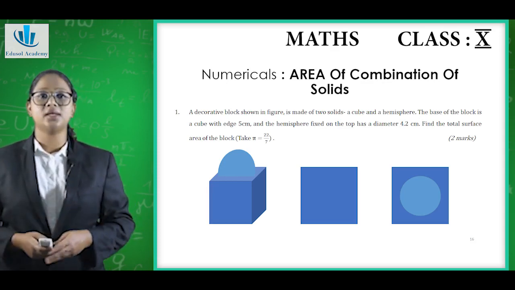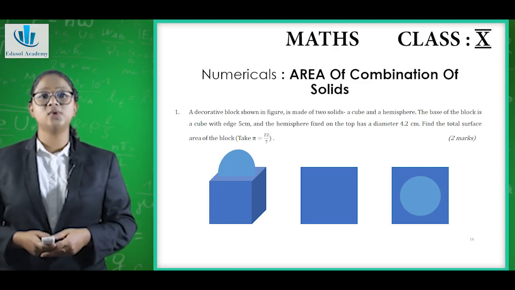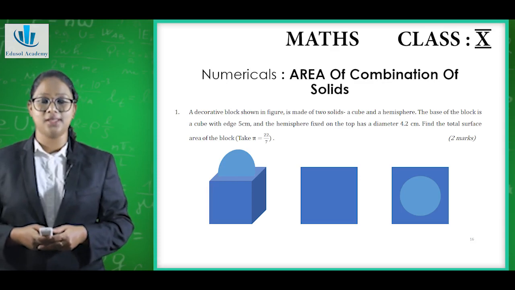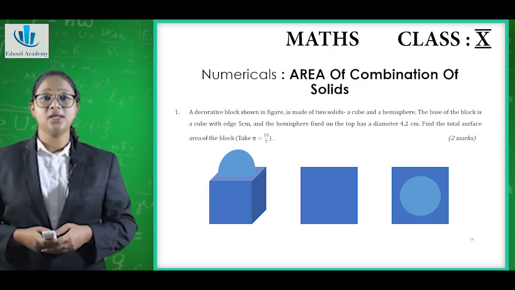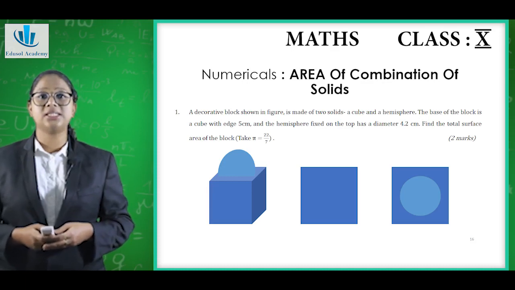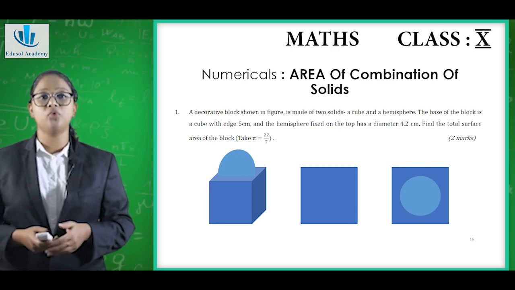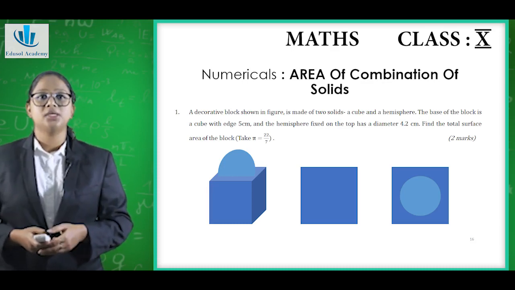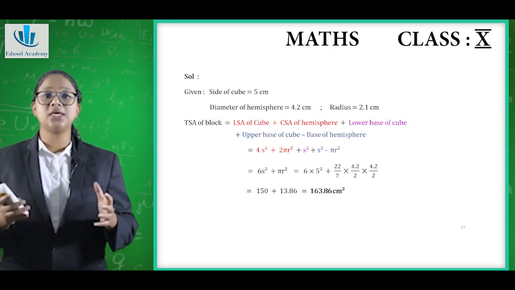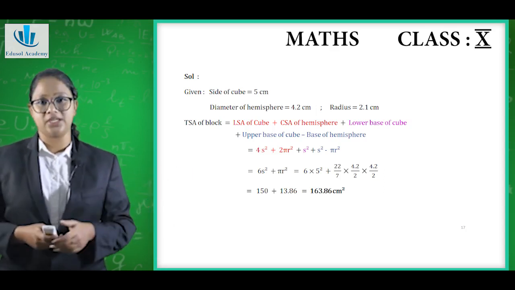Now let's have a look at the figure given here. It shows the different perspectives of observation for this given block. So the first figure shows the lateral view of the given block. The second figure shows the bottom view and the third one is the top view, which is very important. So the total surface area of the block is to be integrated with all these three perspectives.